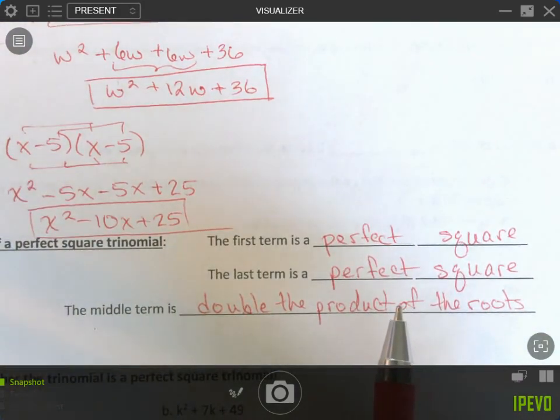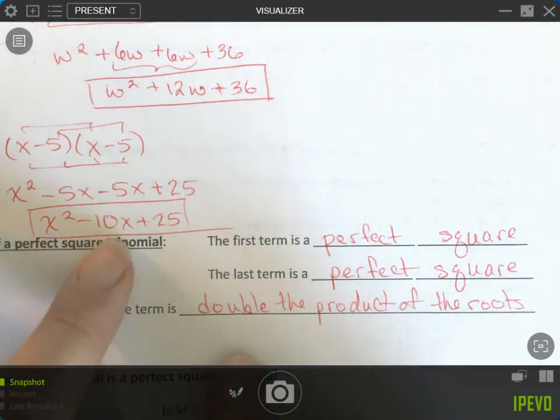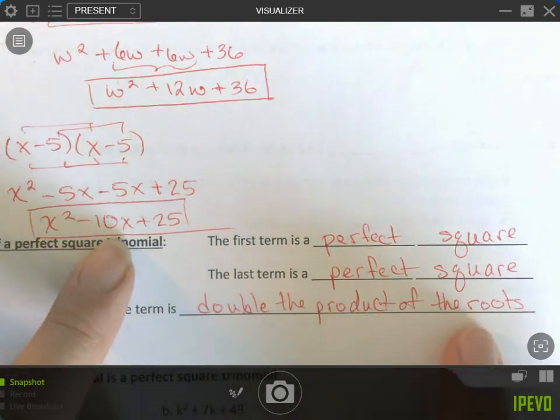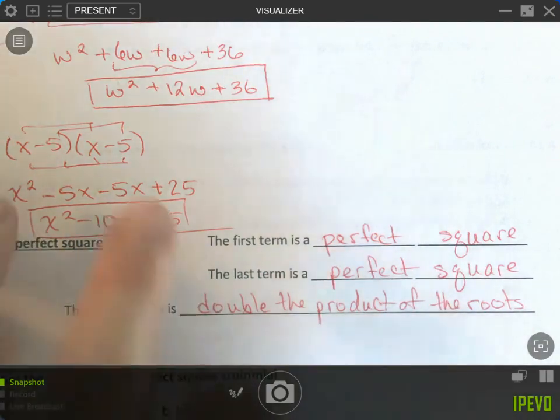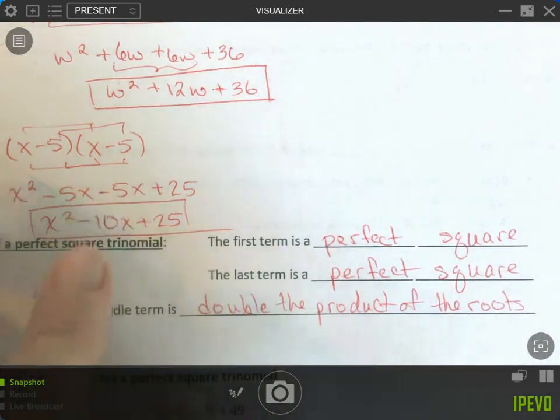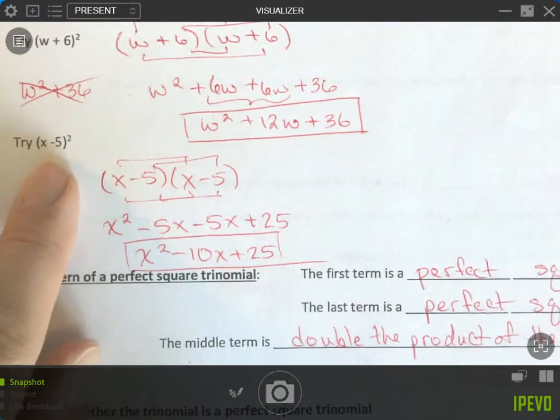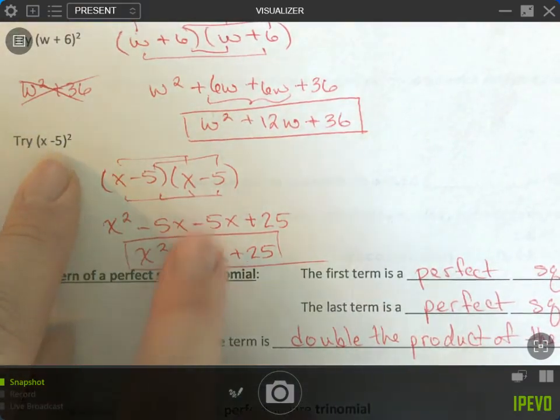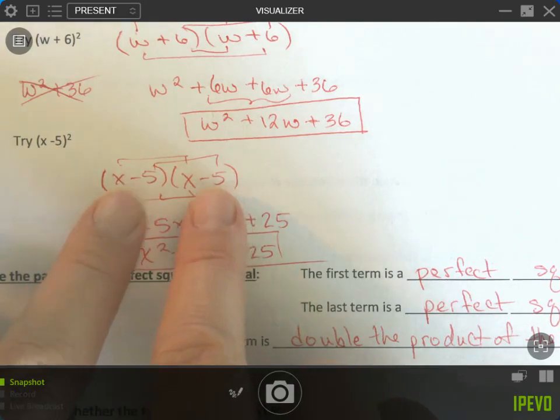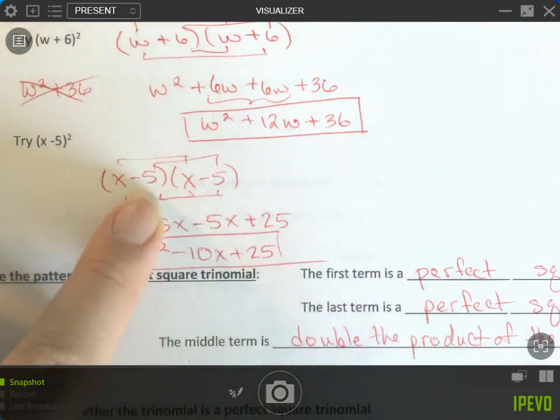Now, I don't expect you to memorize this, but some of you would catch it. The middle term, that minus 10x, is double the product of the roots. If you think about it, the product of the roots was x and negative 5, negative 5x. And if you double it, you get negative 10x. That happens because the outside was negative 5x and the inside was negative 5x. There's two of them.